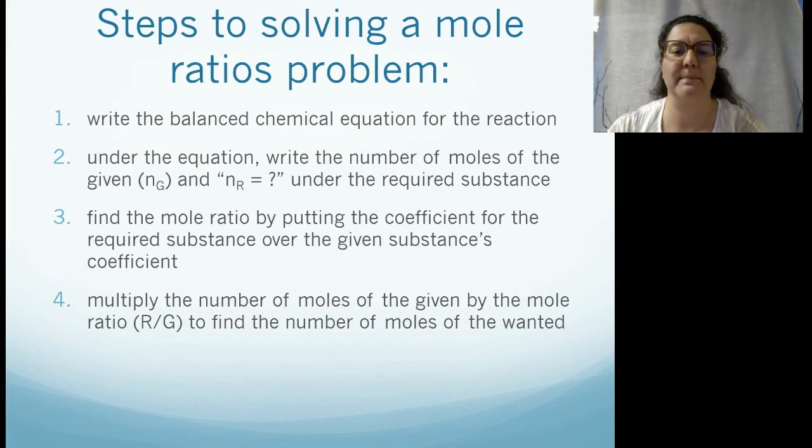So we want to write a balanced equation for the reaction. Under the equation, we want to write the numbers of the moles given and the number required under the required substances. So a question might say, well, how much silver sulfide do we need to determine, or how much silver do we need to make this much silver sulfide? We're going to find the mole ratio by placing the coefficient for the required substance over the coefficient for the given substance. We multiply the number of moles by the mole ratio to find the number of moles wanted.